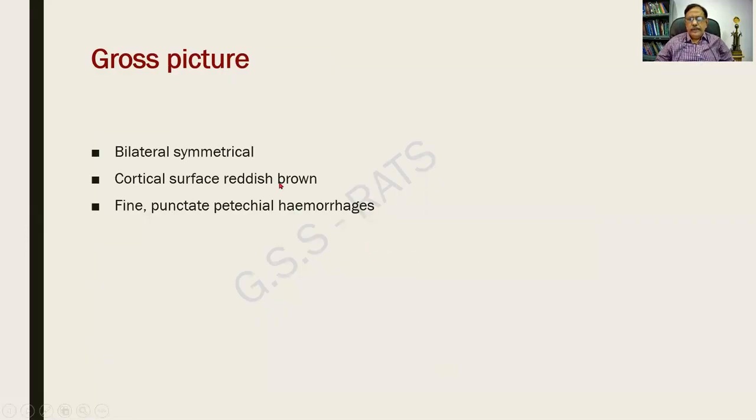Now, what is the gross picture? It is bilateral. Why? Because it is an immunological disease. An immunological disease is in the blood. All the organs can be affected and they will be bilateral, they will be symmetrical. Both the kidneys are affected to the same extent. The external surface is reddish brown and there can be fine punctate petechial hemorrhages. The gross features are not very specific, but please remember this: bilateral and symmetrical.